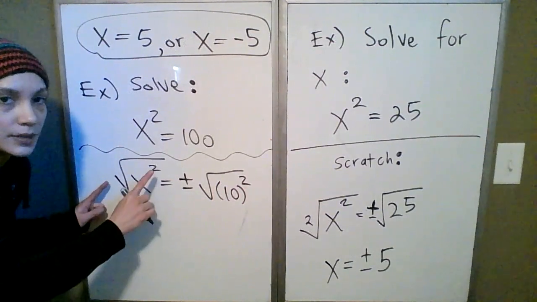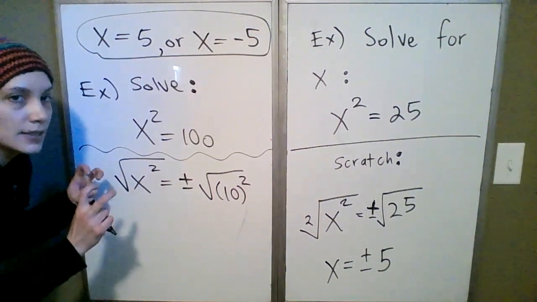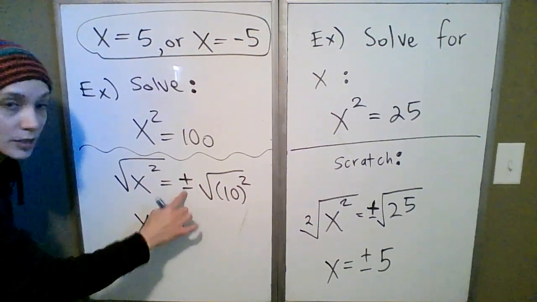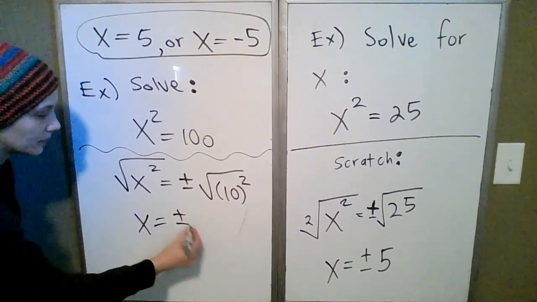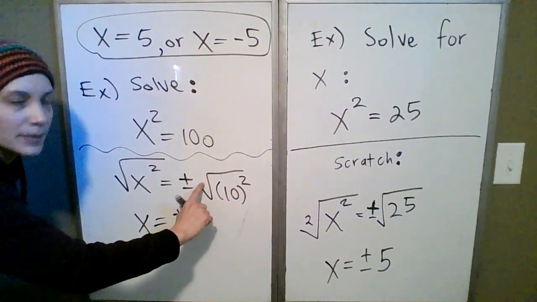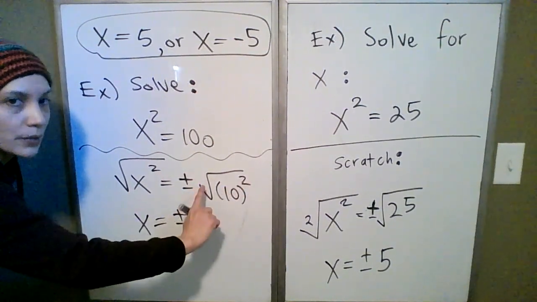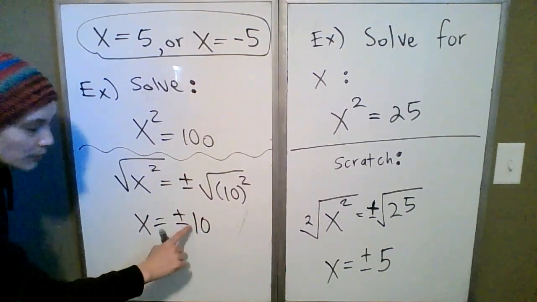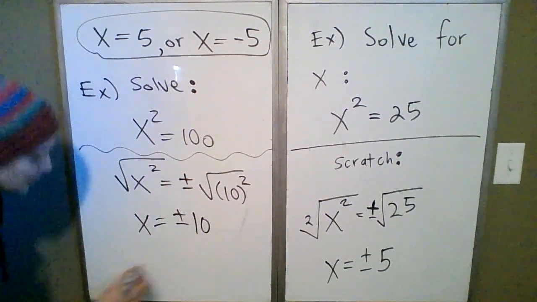Okay, so this root undoes that power of 2, and you have x on this side. Here there's a plus or minus. And again, this power 2 with that root 2 leaves 10. So x is positive 10 or x is negative 10.